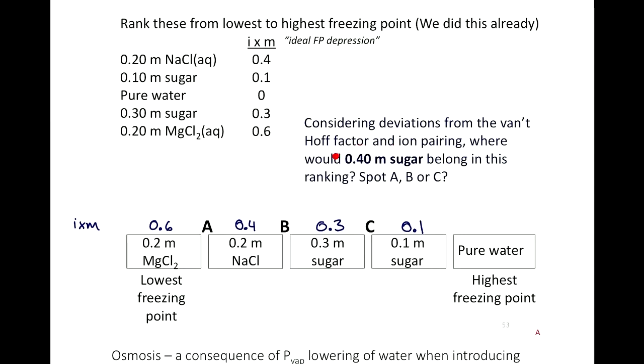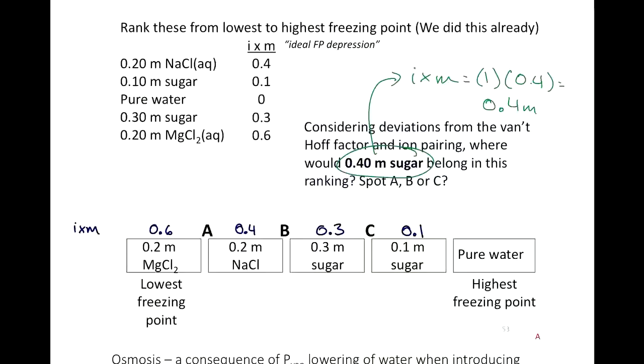So let's do this follow-up question where we do have to consider ion pairing. Let's look at sugar, 0.4 molarity sugar, and ask ourselves, where does that belong? So let's just get its I times M off the bat. What's its Van 't Hoff factor? 1. And then what's its molality? 0.4. So its I times M is 0.4. Oh crap, I forgot one thing. Can I go back a slide?